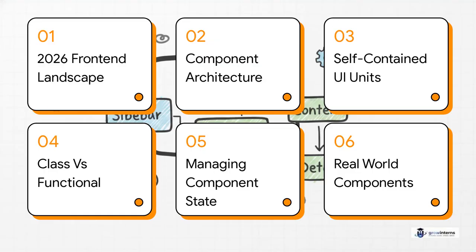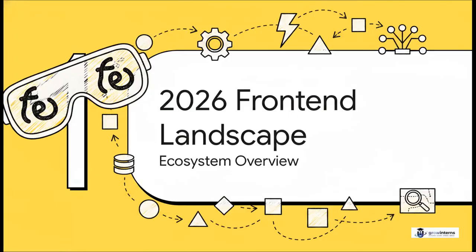So here is our roadmap for today's explainer. We'll quickly overview the 2026 front-end landscape, explain component-based architecture, look at self-contained UI units, compare class versus functional components, tackle managing component state, and finally look at components in the real world. Let's get to it. Section 1, the 2026 front-end landscape.